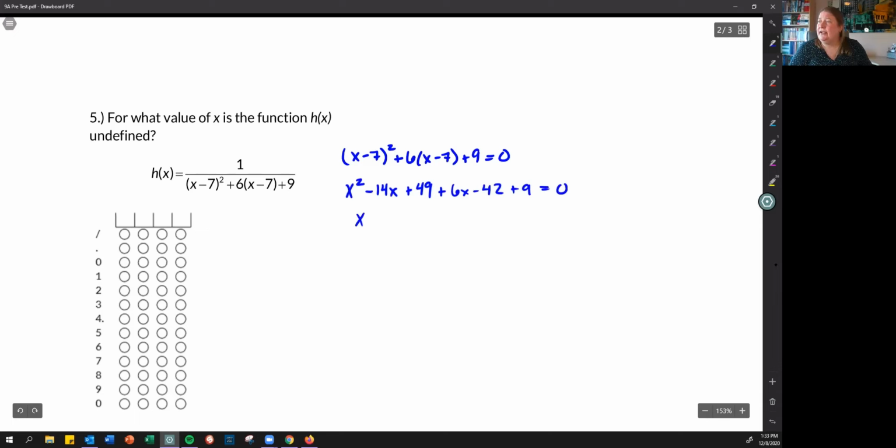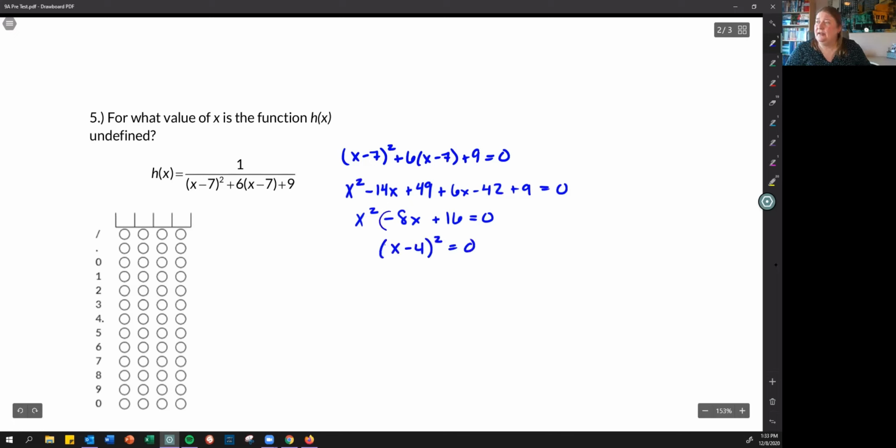And now we just have to gather our like terms. Minus 14x plus 6x is going to be a minus 8x. Plus 49 minus 42 is going to be 7. 7 plus the 9 is going to be 16. And here I have another perfect square trinomial. I can tell I have a squared term in the front. This plus 16 is 4 squared. 4 times x is 4x doubled. 4x doubled is 8x. This is definitely going to work. It's going to be (x - 4) quantity squared.